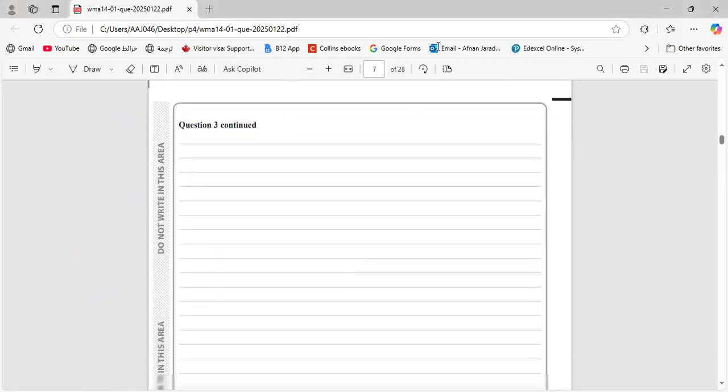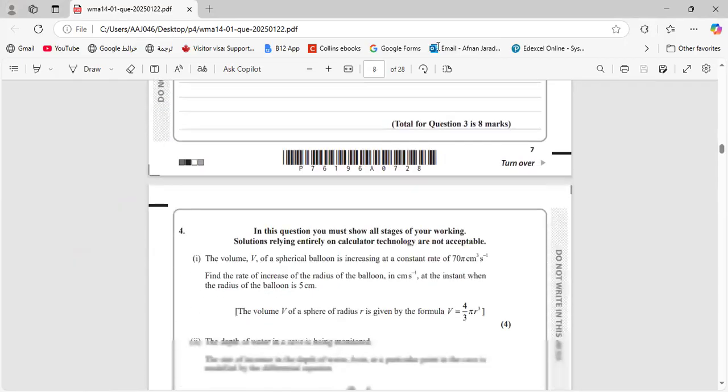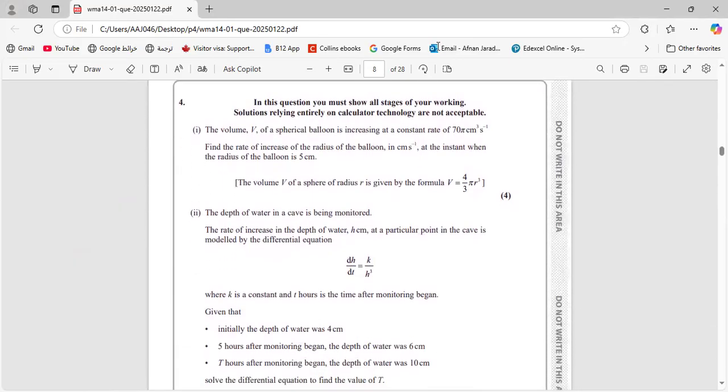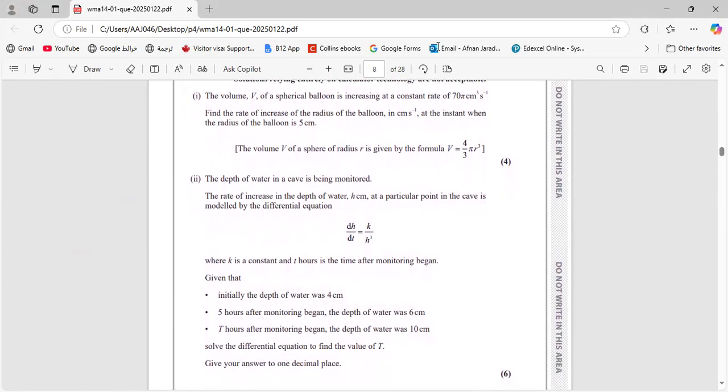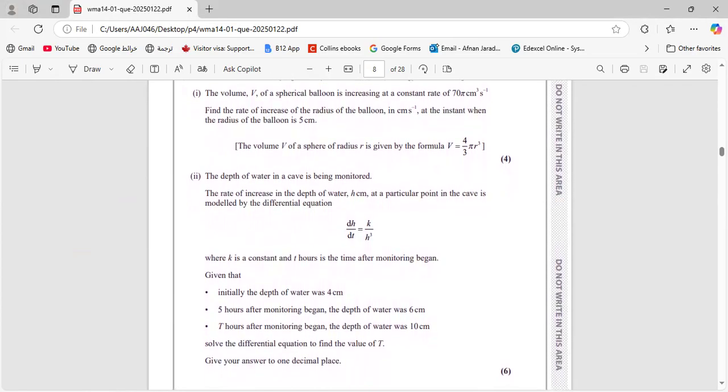Question number 4. In this question, you must show all stages if you're working. The volume V of a spherical balloon is increasing at a constant rate of 70 pi centimeters cubed per second. So if the volume is increasing at a constant rate, what is the meaning of this statement?